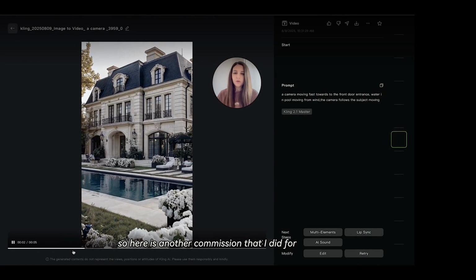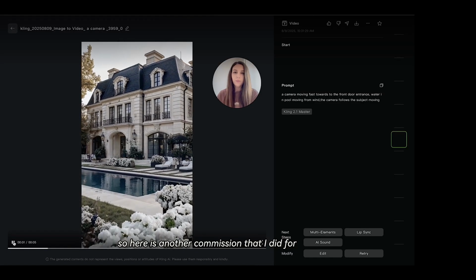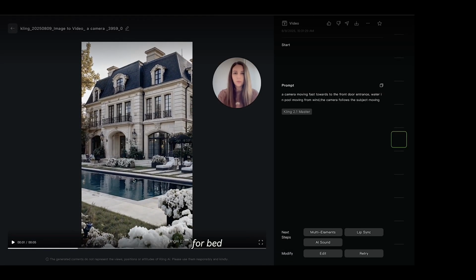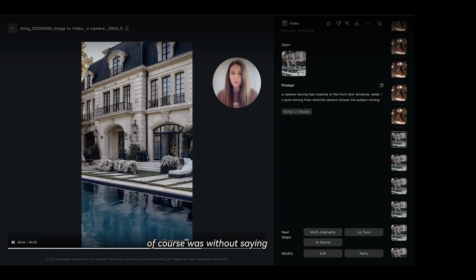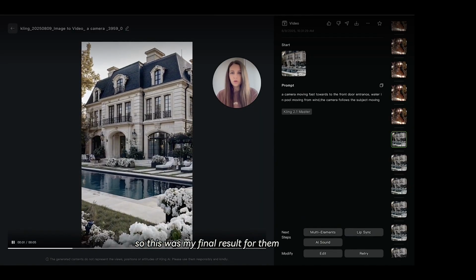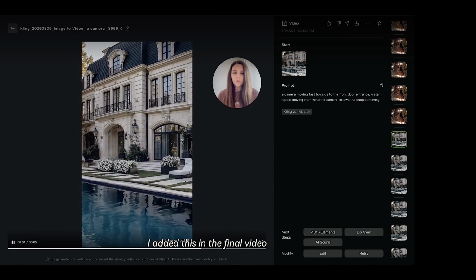So here is another commission that I did for a company who create beds, and they wanted a whole house first, like a reel with storytelling, house and entering. So of course, for the entering, once again, the camera should move. We use one of my favorites, the camera follows the subject movement. Also here you can see the prompts, of course, that goes without saying. So this was my final result for them. I edited this in the final video.